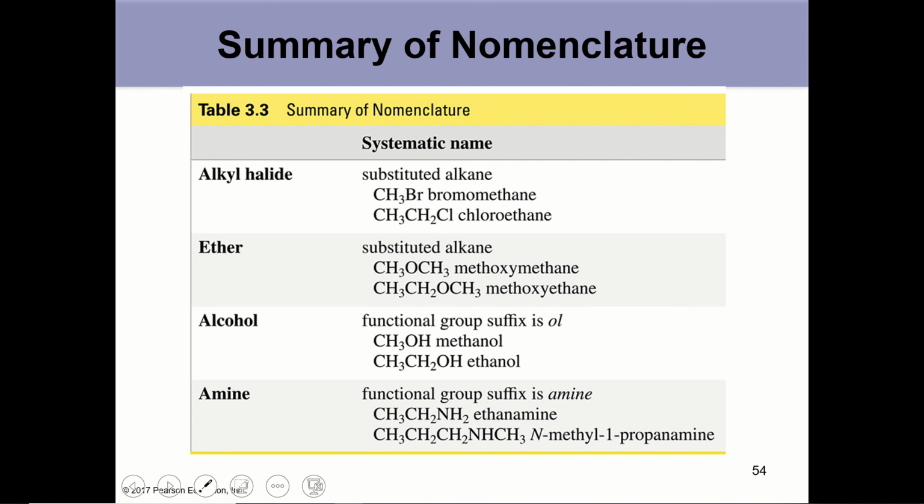So for our summary of nomenclature, you can refer to this chart. It will help you at least identify the suffixes and the tendency of how the general name is listed. For alkyl halides and ethers, the suffix does not change, it is -ane. For alcohols and amines, because they are higher priority than alkanes, the suffix changes. For alcohol, the suffix is -ol, and for an amine, the suffix is -amine.